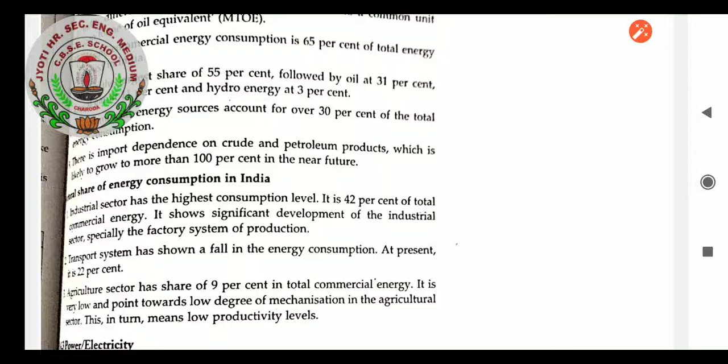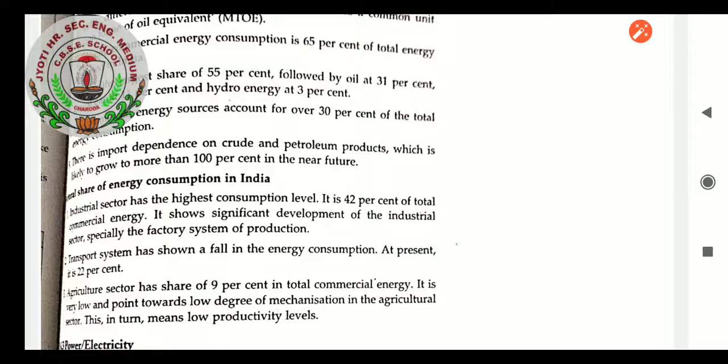So these are the sectoral shares: industrial sector, transport system and agricultural sector. They all require energy. Without it they cannot run. The transport system requires oil and other fuels. The industrial sector also requires coal, petroleum and many other resources generated through nature. The agriculture sector also requires energy for irrigation and other mechanized systems.